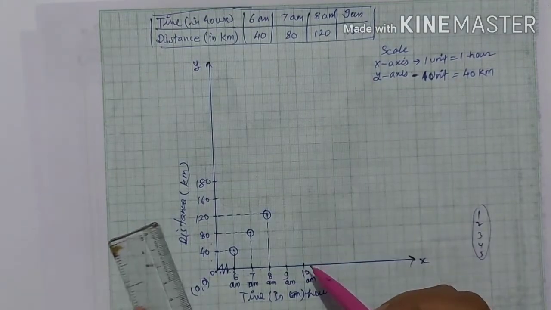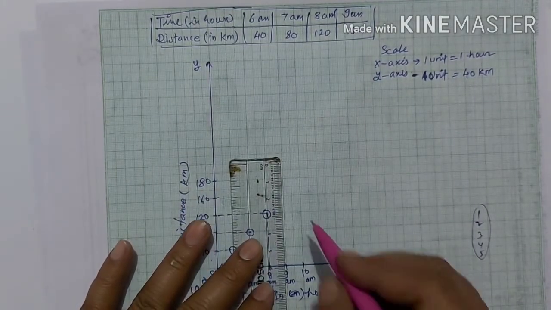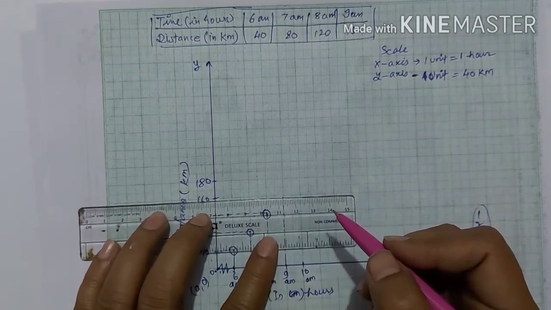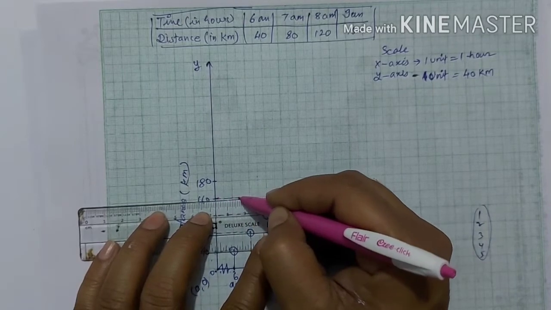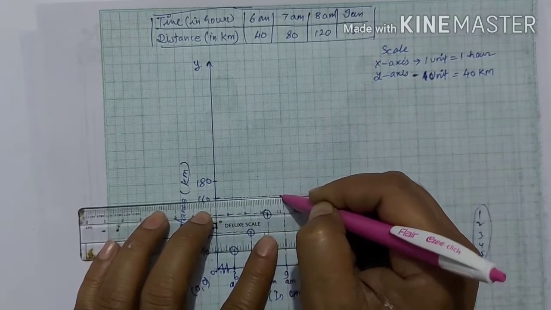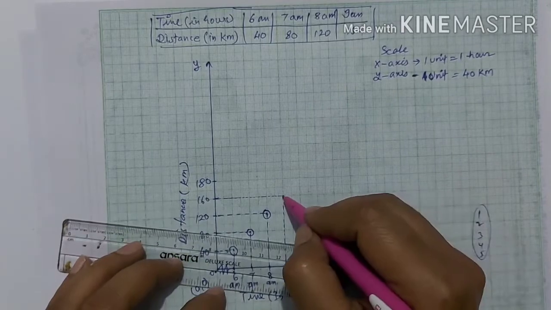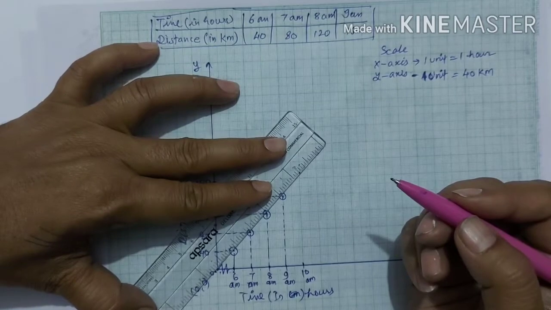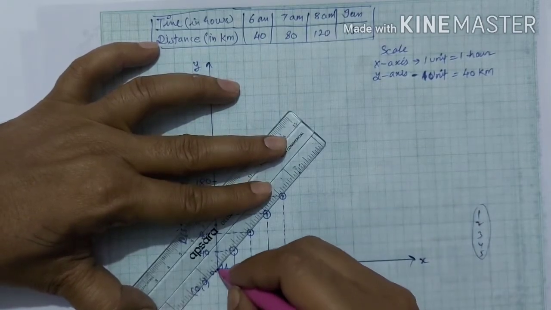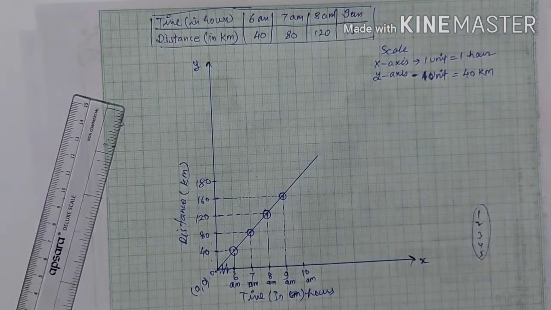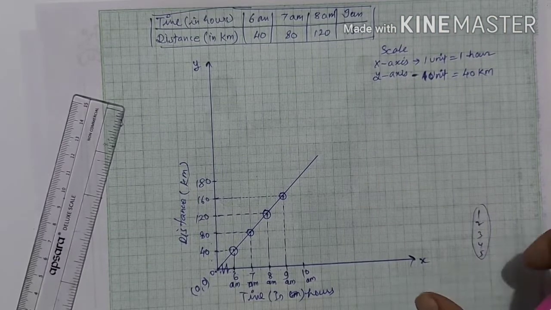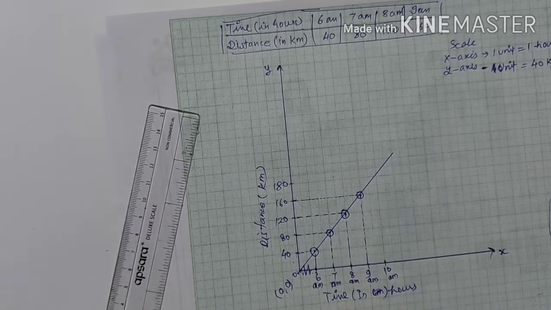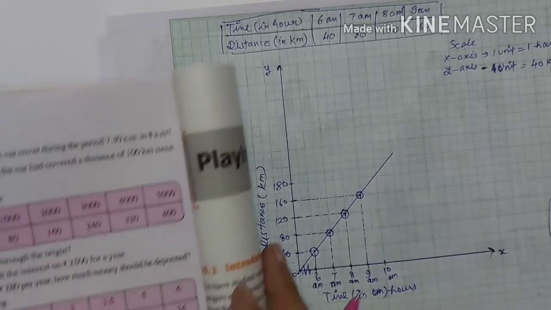Next is 9 and 160. Start at 9 parallel to the y-axis and start at 160 parallel to the x-axis. This is the point. Next, we join the points to the origin. This is the linear graph of the given data. Now, according to the graph, we will find answers to the questions given in your books.